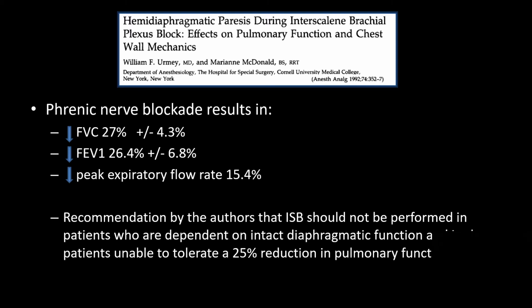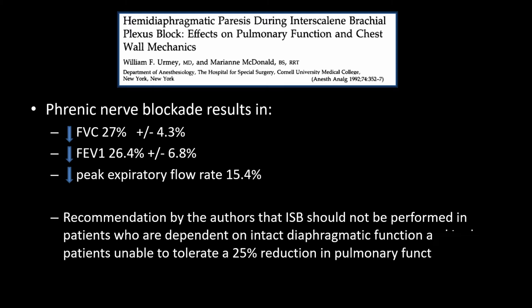And they bring up, this is coming straight from the paper, the recommendation by the authors that interscalene brachial plexus block should not be performed in patients who are dependent on an intact diaphragmatic function and in those patients unable to tolerate a 25% reduction in pulmonary function.